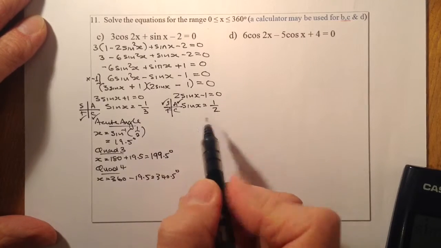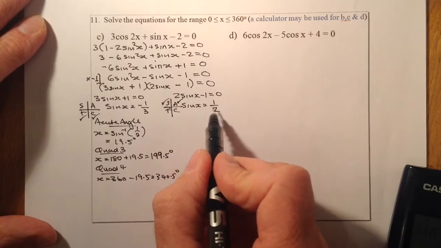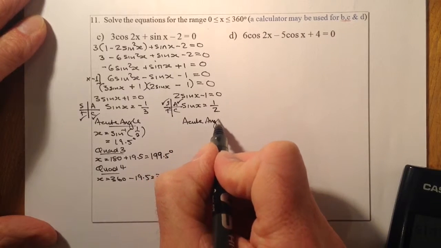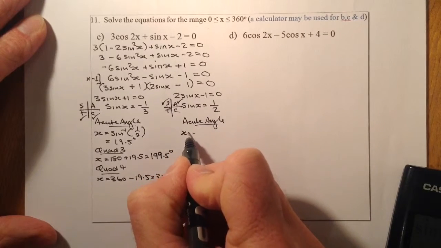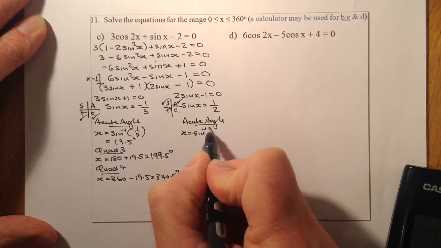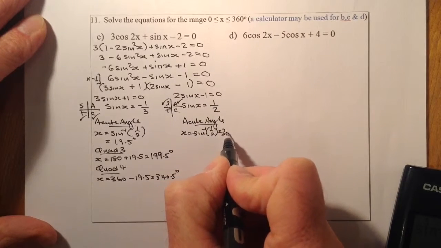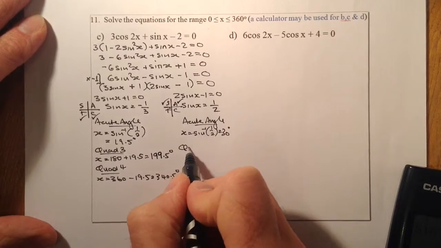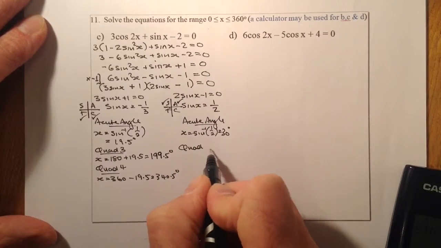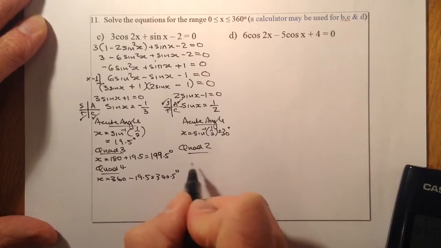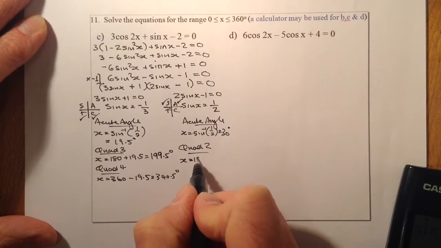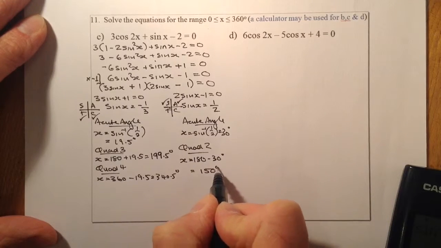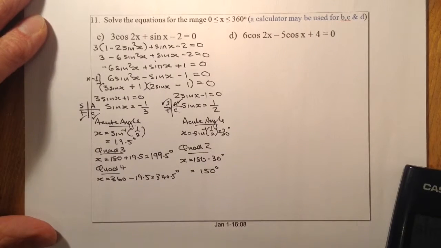Looking at the right hand side here, so this is sine x is equal to a half, so I know that the acute angle here from my table of exact values is going to be equal to 30, isn't it? So that's equal to 30 degrees there. So my quadrant 2 solution, because that one there is one of my solutions, is going to give me x is equal to 180 minus 30 degrees. So what that gives me is 150 degrees on that side there.